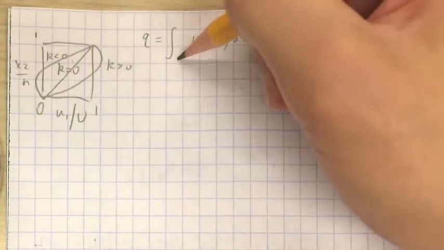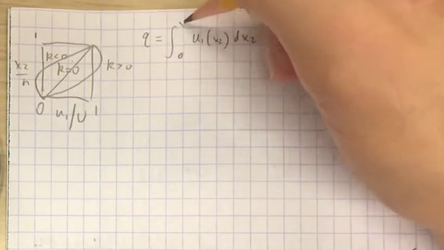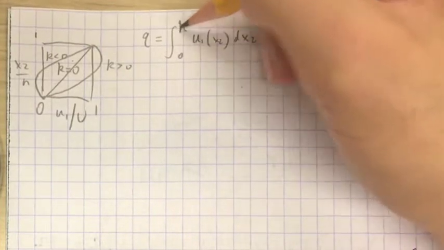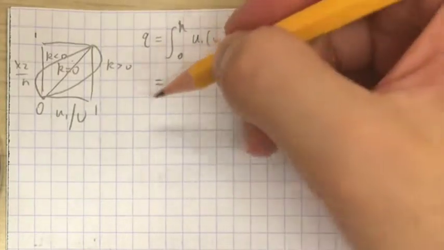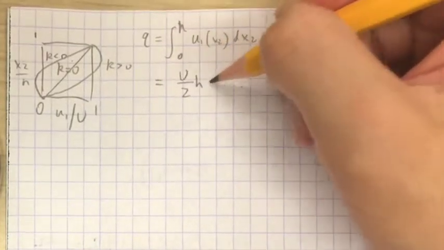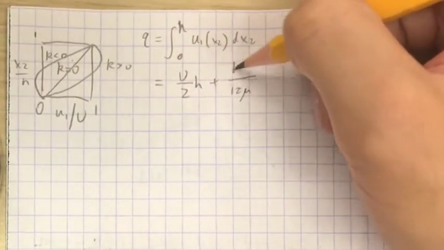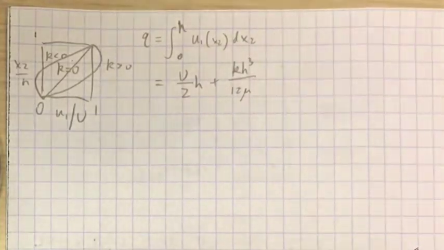So we can only consider the x2 direction in the integral. So it will be something like this. If you do the integral, you will get this result. Well, this result is very simple.